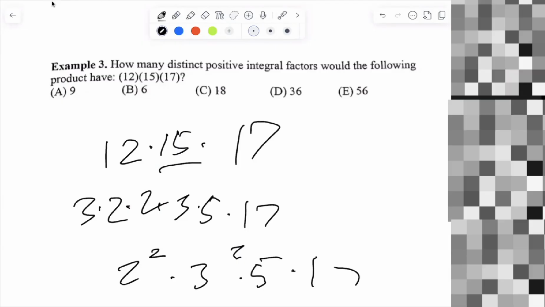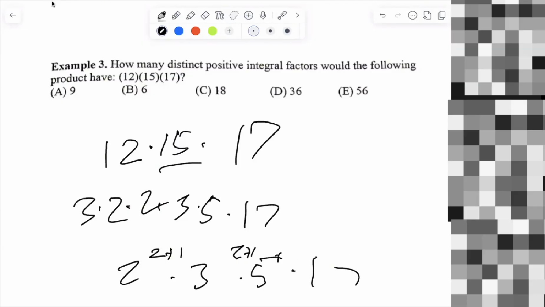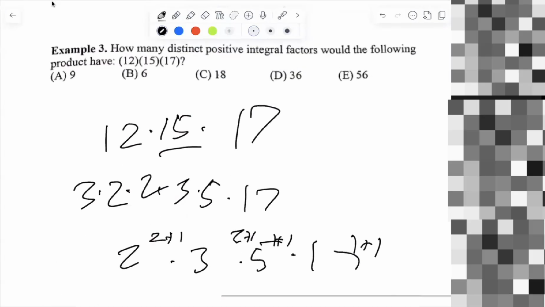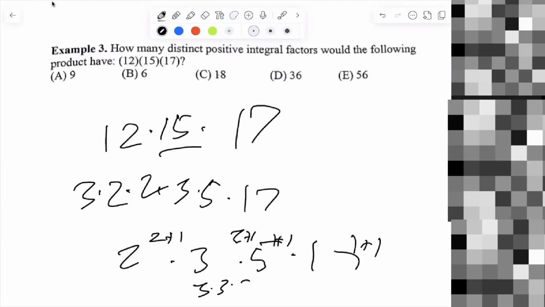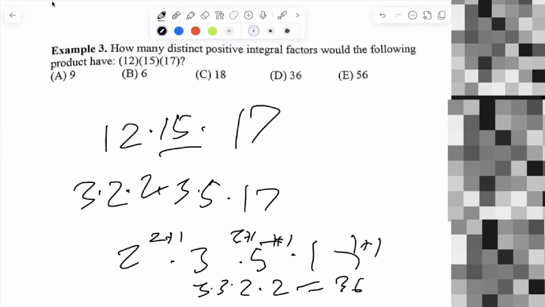All right. From here, doing the same thing as we did before, add up the exponents plus 1. This gives you 3 times 3 times 2 times 2. This is just 36, or D.